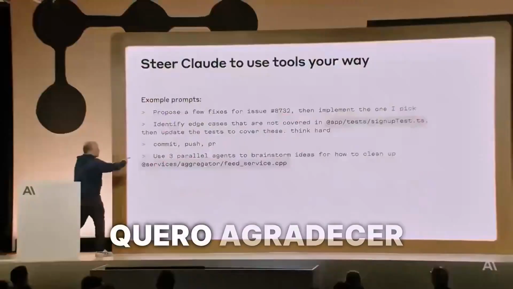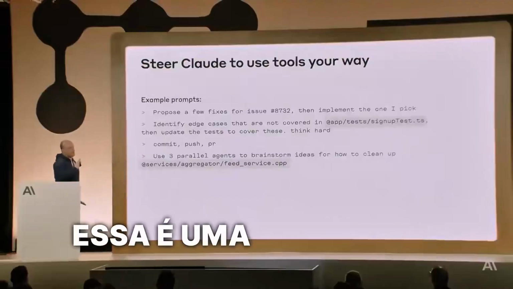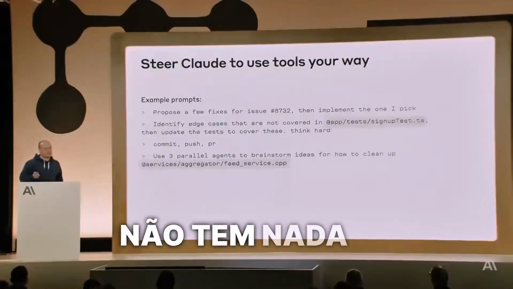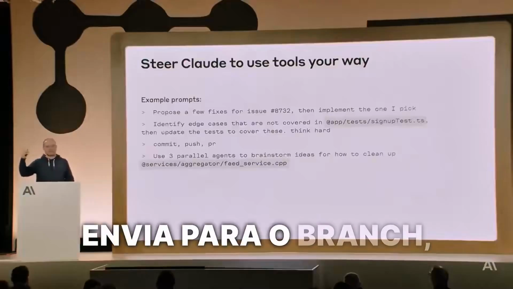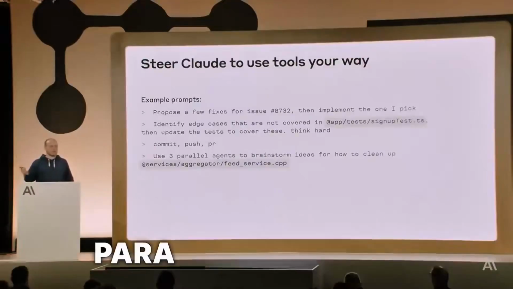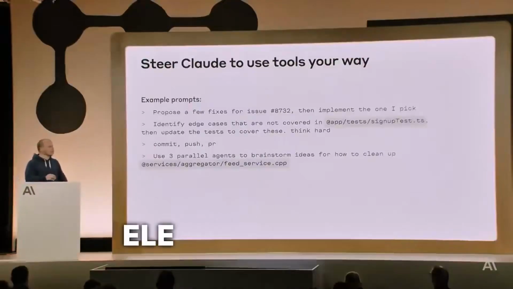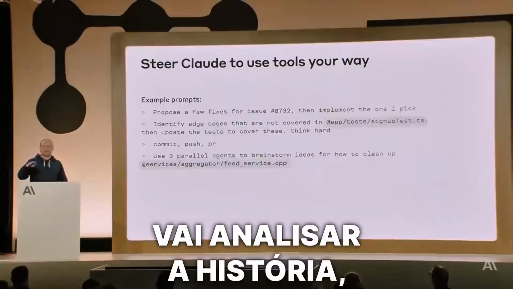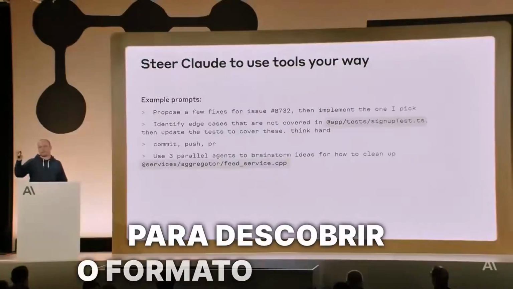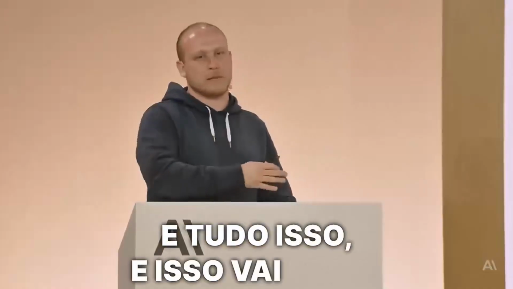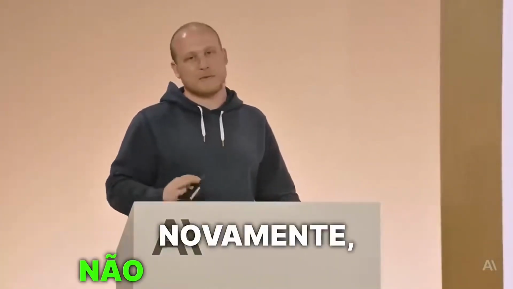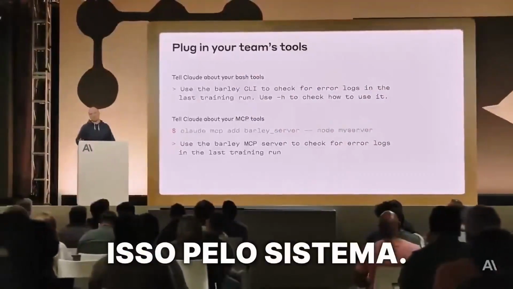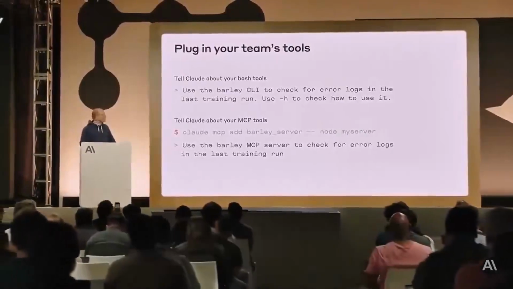I wanted to include this one, this commit push PR. This is a really common incantation that I use. There's nothing special about it, but Claude is smart enough to interpret this. So it'll make a commit, make a branch, push it to the branch, and then make a pull request for me on GitHub. You don't have to explain anything. It'll look through the code, and look through the history and the Git log by itself to figure out the commit format and all this stuff, and it'll make the commit and push it the right way. Again, we're not system prompting it to do this. It just knows how to do this. The model is good.